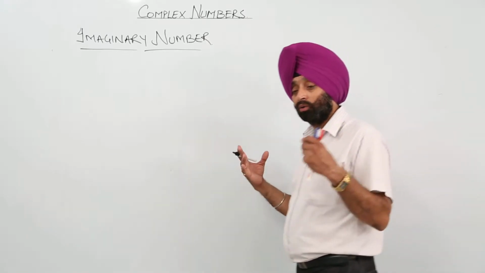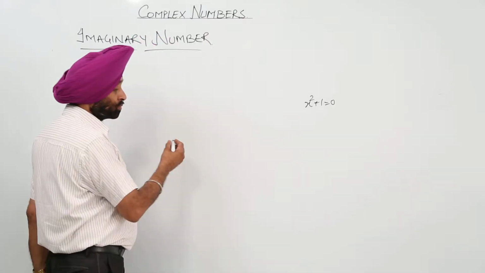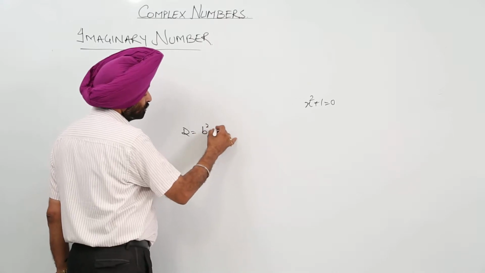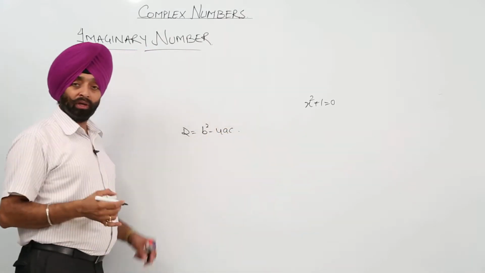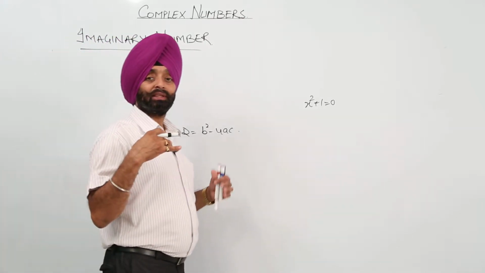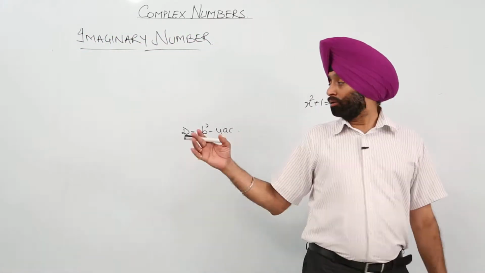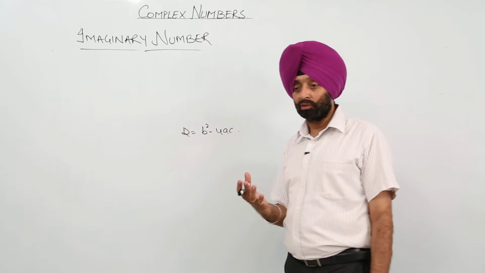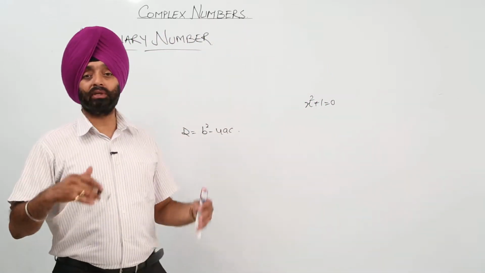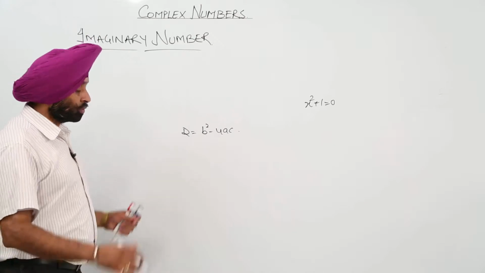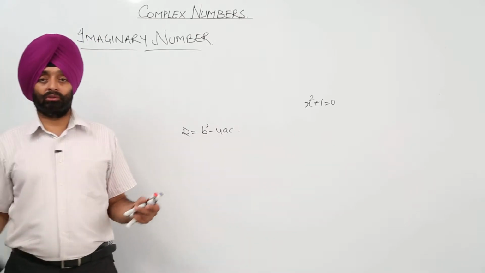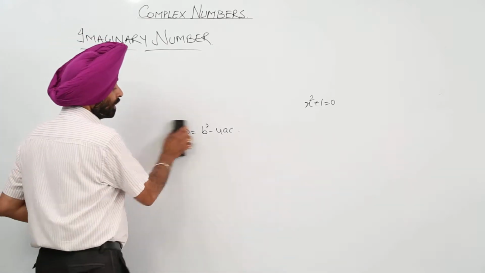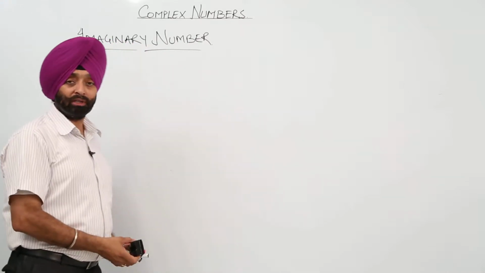So what we have done in class 10th: to solve a quadratic equation, we have to go for the discriminant, that is b square minus 4ac. And if we have to comment upon the nature of the roots, if we get the discriminant as a negative number, then we were writing that the given equation has no solution. But now in class 11th, we have some solutions for it. So in class 11th, we have introduced real numbers and imaginary numbers, both. But now we are discussing only the imaginary number.